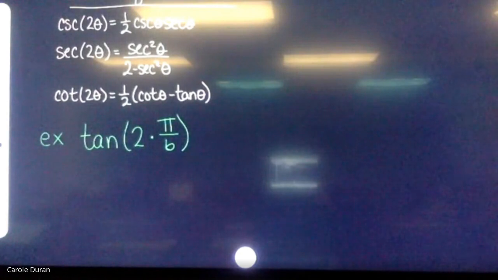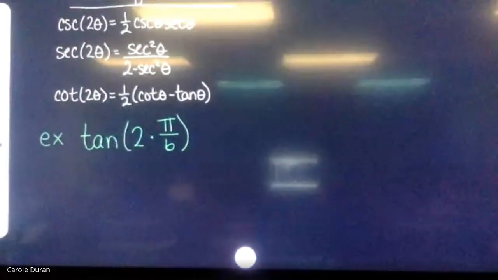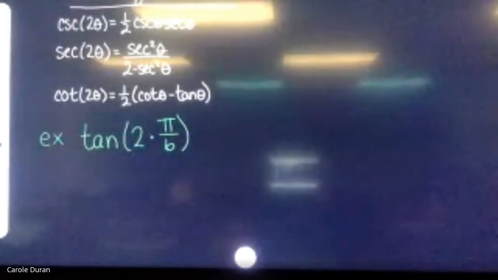Okay, so the example we're using is actually an actual angle example, so you guys can stop complaining. I would like to use tangent of 2 times the angle pi over 6. That's a 6. That's 30 degrees.